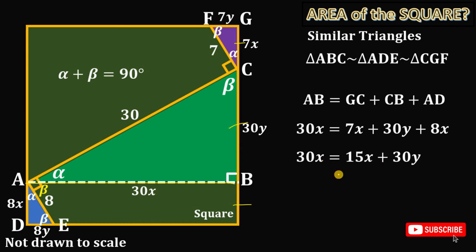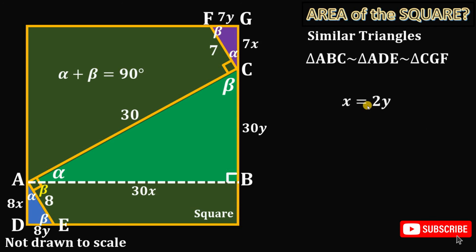Now, subtract 15x on both sides. This is 15x equals 30y. Divide both sides by 15. We get that x equals 2y. Now, let's set aside this result. Now, we know that x equals 2y.